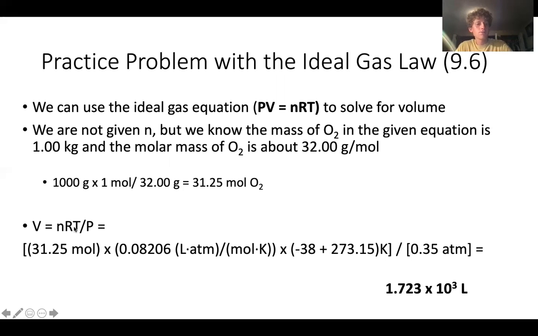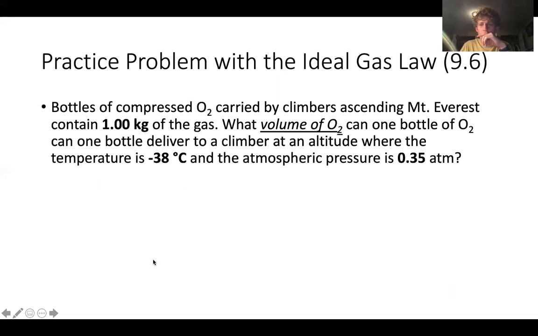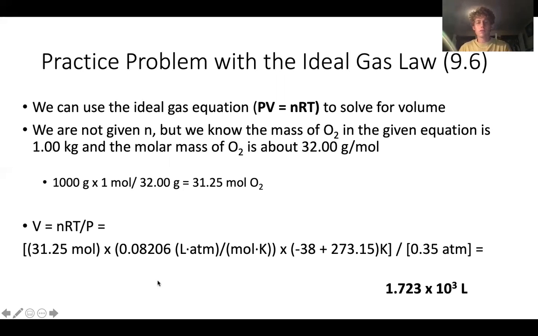You can manipulate the equation like we've done before. So volume equals number of moles times R, the universal gas constant, times temperature divided by pressure. Then you plug all that in. So you get 31.25 moles of oxygen, times the universal gas constant, which has to agree with all the units you are using in this equation. We know we're using standard atmospheres, moles, and Kelvin, and we're going to solve for liters in this case. So our end solution for volume is going to be in liters because of this universal gas constant.